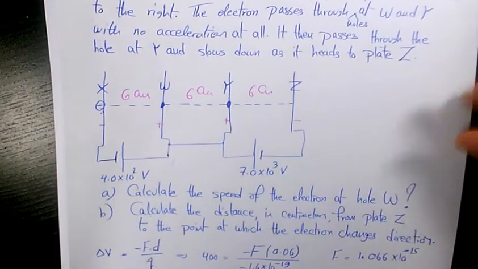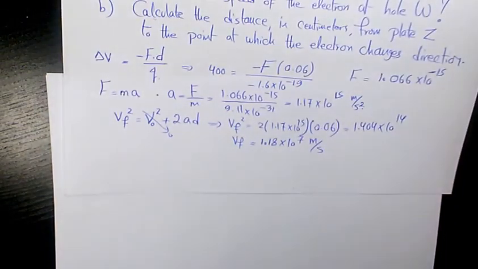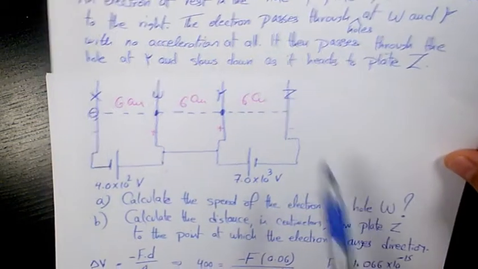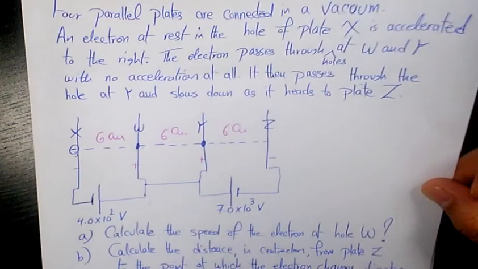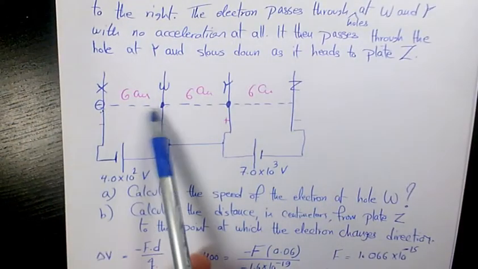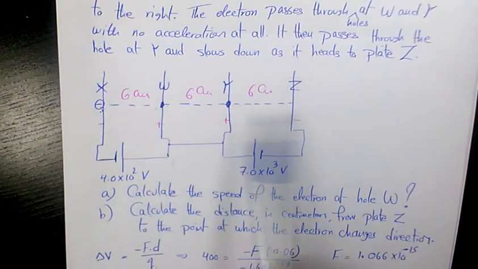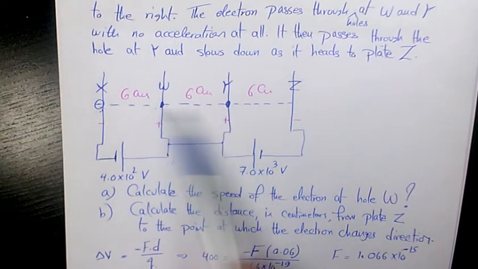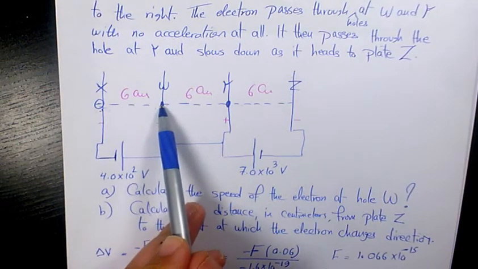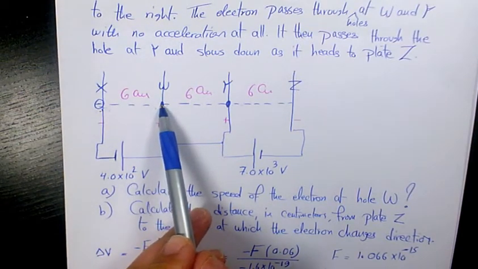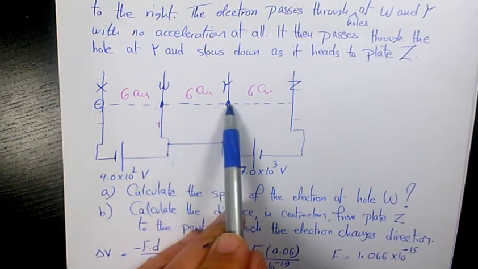Now in the second part, it says calculate the distance in centimeters from plate Z, which is this one, to the point at which the electron changes direction. What does that mean? Here there's a potential difference, and nothing in here, so there is no acceleration and no force. The velocity is increasing here, that's going to be the maximum velocity, then it keeps moving with the same velocity until here.